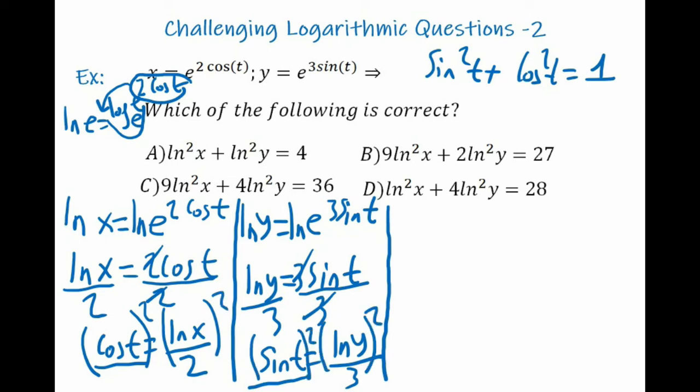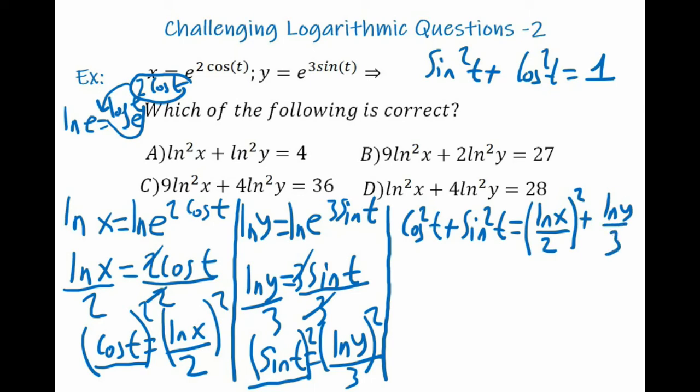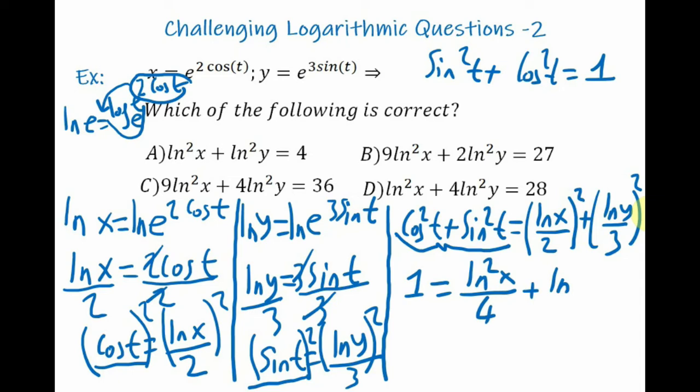And then I'm going to have cosine square t plus sine square t, and that is equal to, guys, (ln x divided by 2) square plus (ln y divided by 3) square. I know that the left side is 1. So 1 is ln square x divided by 4 plus ln square y divided by 9.